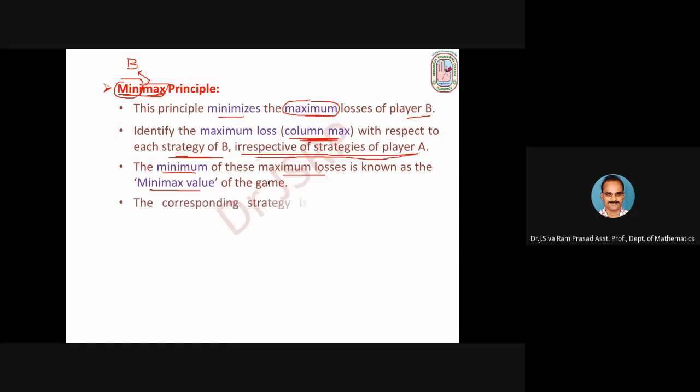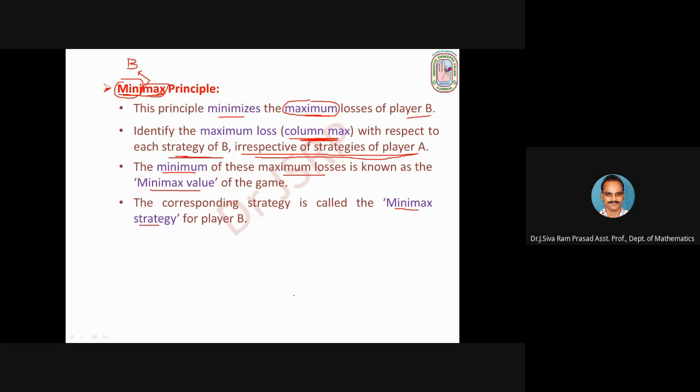And the corresponding strategy is called the minimax strategy for player B. The corresponding column, that is the corresponding strategy of player B, is called the minimax strategy of player B. Okay. So this is the second principle, the minimax principle.